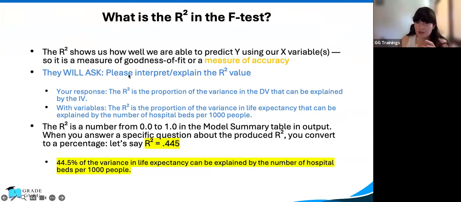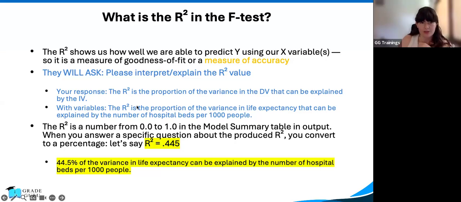They will definitely ask you, I don't have a doubt in my mind, they will ask you, please interpret or explain the R square value. And there's a specific sentence that they want from you as the response. And here it is. The R square value is the proportion of the variance in the dependent variable that can be explained by your independent variable. So there's all sorts of variation going on in your dependent variable. How much of it is being explained by your IV? That is your R square.